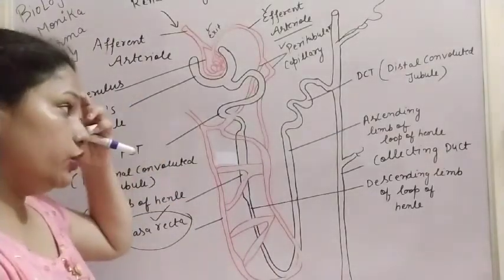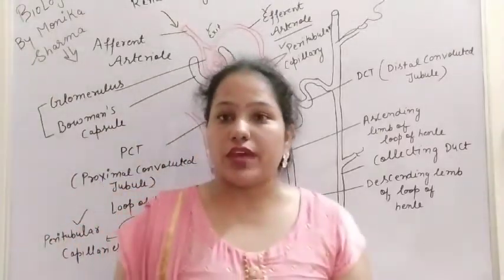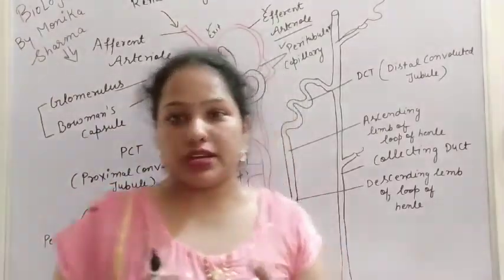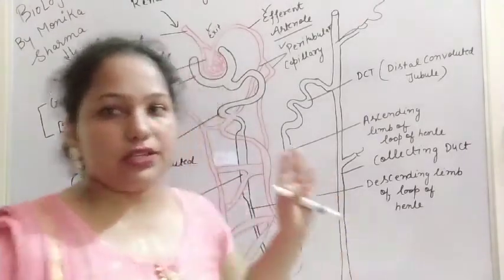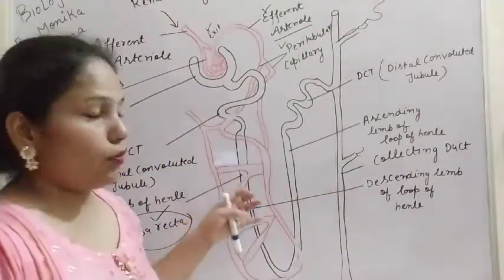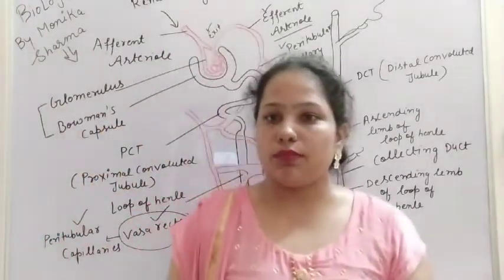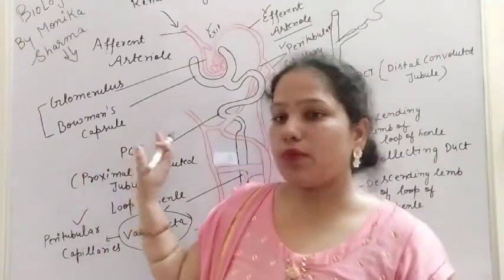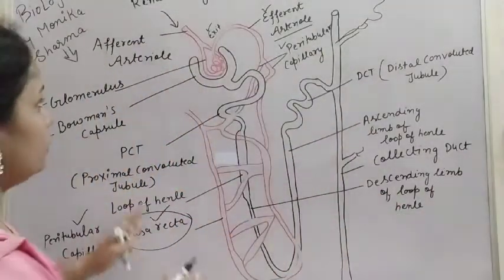nephron, and in physiology it is very interesting also. It is hard to understand each and everything, but if you understand in this way, then there will be no problem in labeling. And in the diagram there should be proper labeling, and if you do the proper labeling, then there will be no problem. Okay, so let's revise.